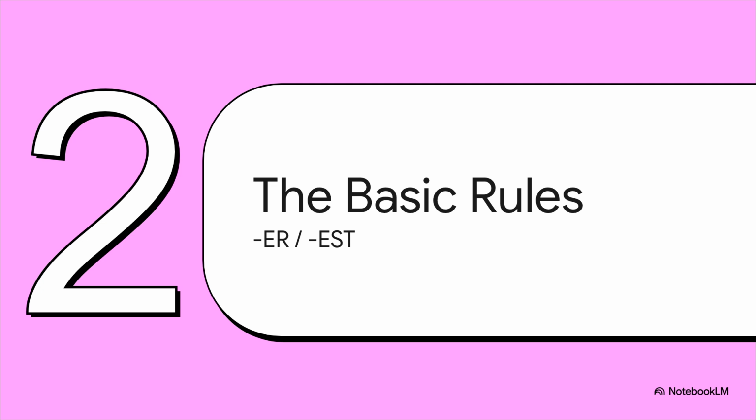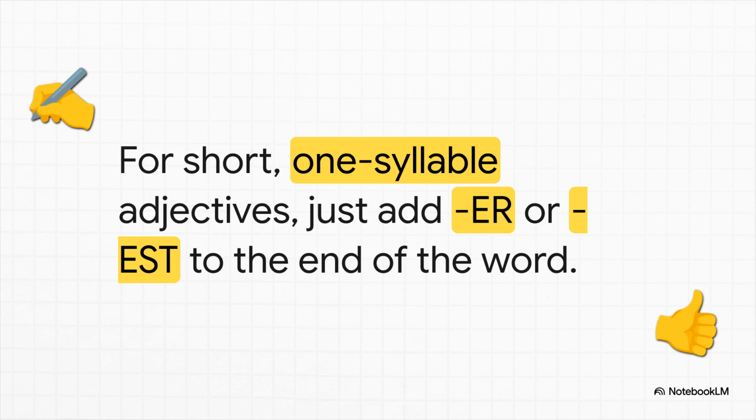All right, let's get into the nitty-gritty. We're going to start with the most common way to make these comparisons. It all starts with short, simple words. And honestly, it's a rule you are going to use all the time. So the first rule is just incredibly simple. For those short adjectives, the ones that are usually just one syllable, you just stick an ER on the end to compare two things, and you add EST to find the top one in a group.